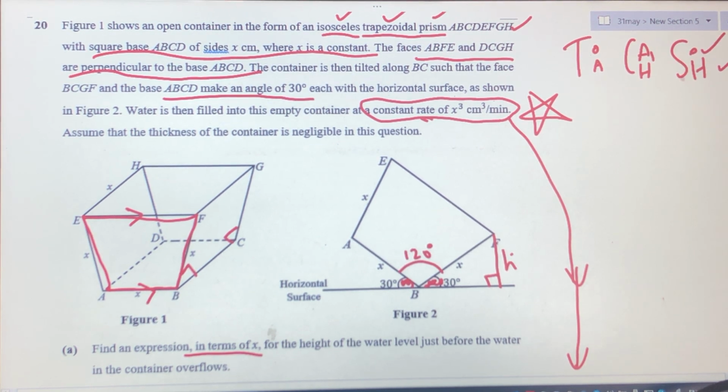Opposite over hypotenuse, sine. You use sine. So h equals x sine 30. That's half x. Don't leave it like that. Don't leave your answer as x sine 30. No, you've got a calculator. Quite a few of you left it as x sine 30 or cosine 60.